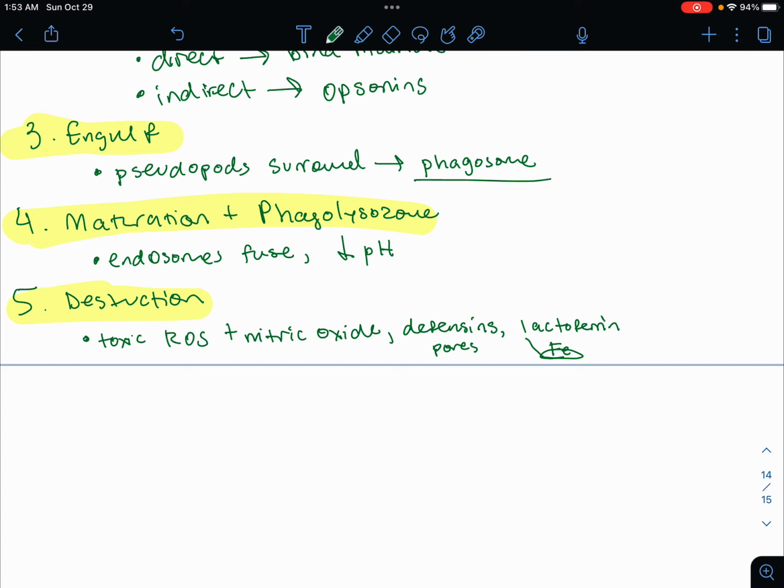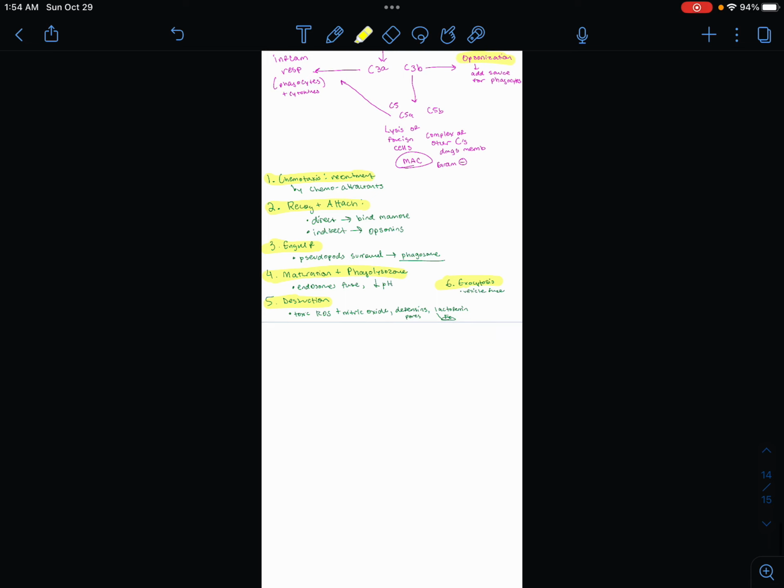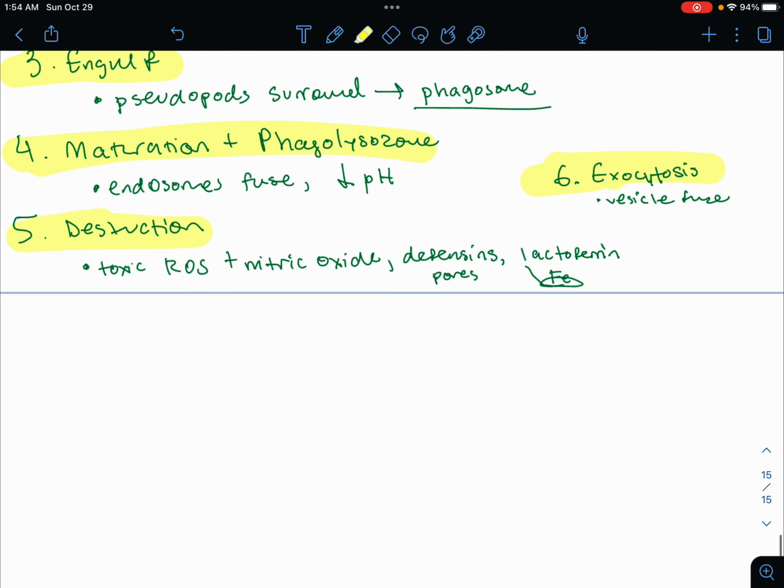And then the final step, number 6, is exocytosis, which is again, the vesicle will fuse with the membrane and out go the remains. So it just spits out whatever it's finished with. Okay.